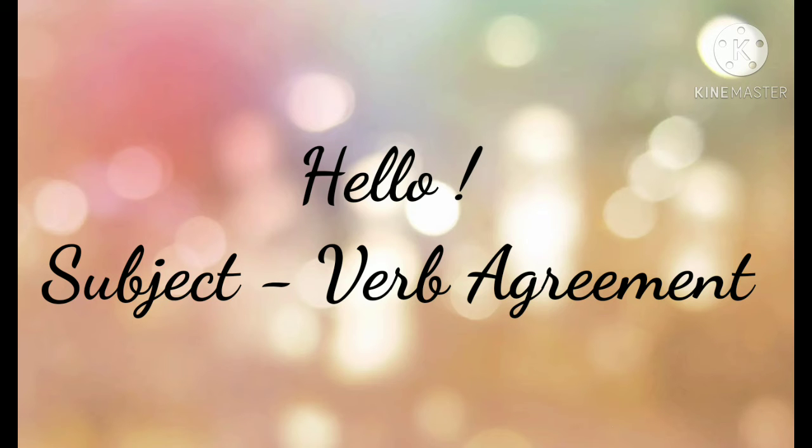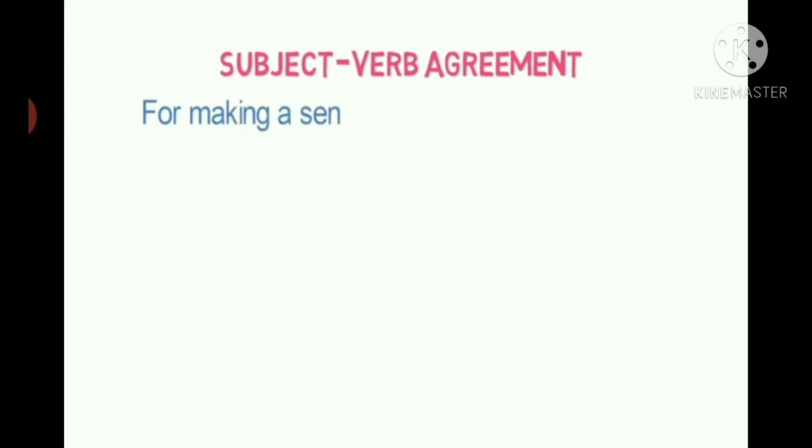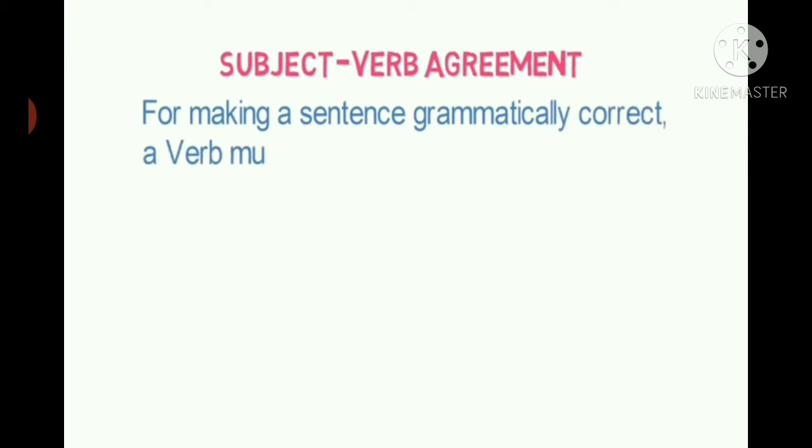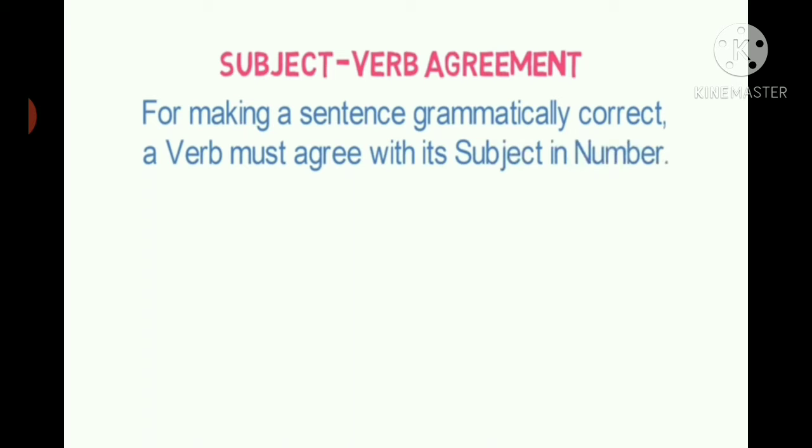Now today we are going to start a new chapter, that is subject verb agreement. Now let's see what's the meaning of subject verb agreement. For making a sentence grammatically correct, a verb must agree with its subject in number. Now what's the meaning of subject in number?